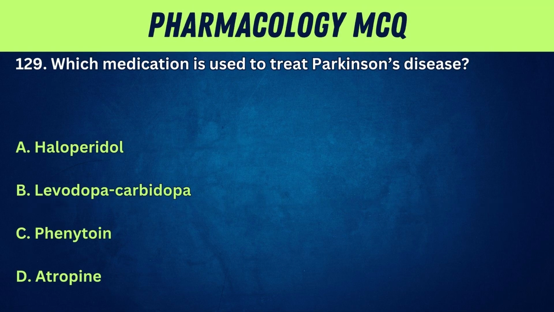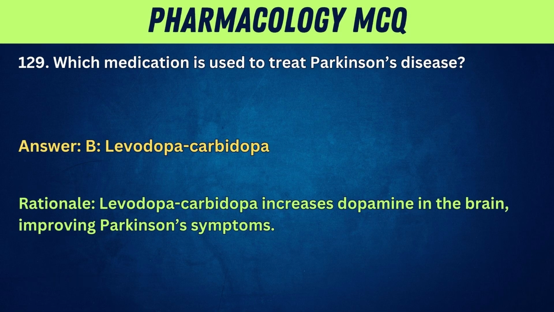129. Which medication is used to treat Parkinson's disease? A. Dairy products. B. Levodopa-carbidopa. C. Phenytoin. D. Atropine. Answer: B. Levodopa-carbidopa. Rationale: levodopa-carbidopa increases dopamine in the brain, improving Parkinson's symptoms.